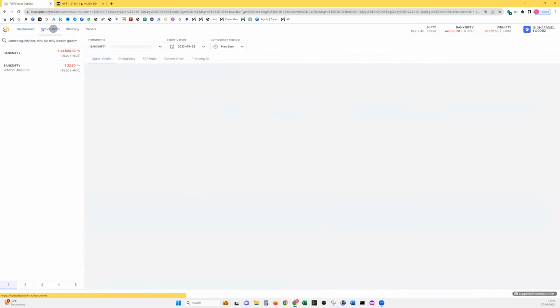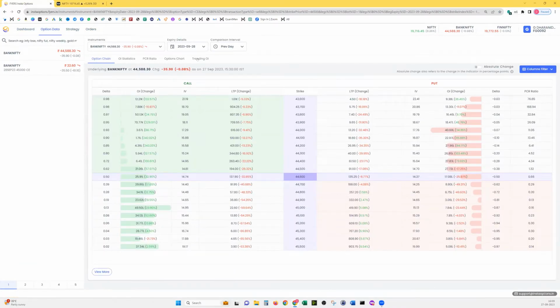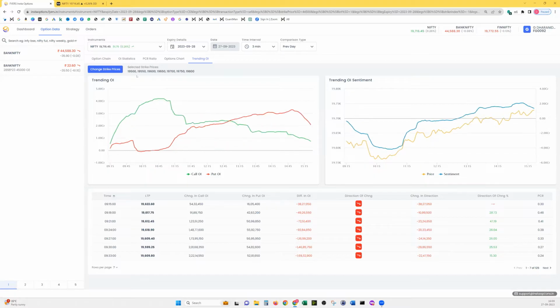So first and foremost, I go to option data. Instead of giving you the dashboard, option data, strategy tab, let me go to option data, and then I take you to the one page which is known as trending OA. The trending OA is going to be very helpful for us to understand what the market is doing. Okay, so let me select Nifty, because in the morning I had some good questions in Nifty.